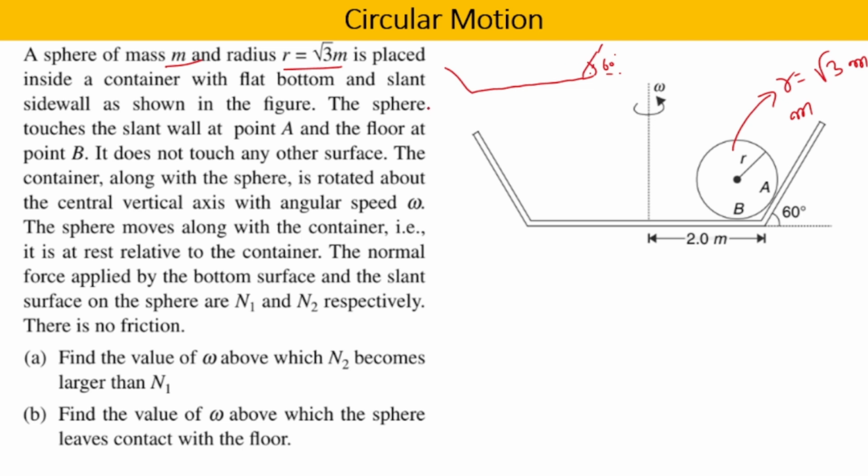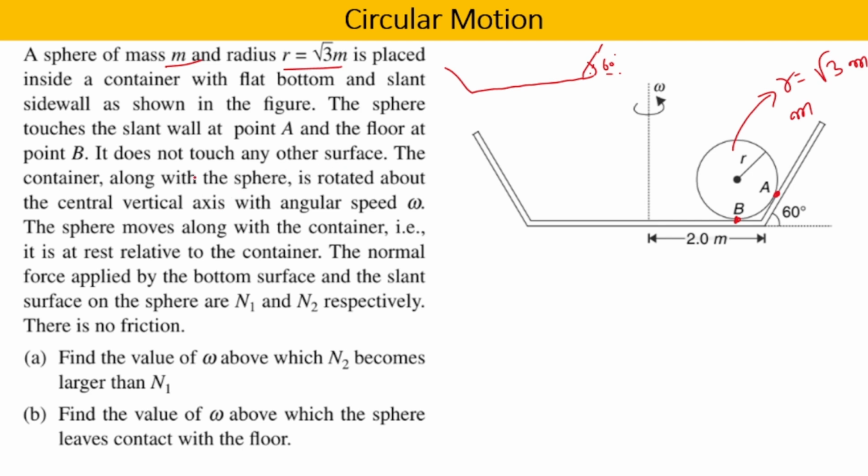It is given. The sphere touches the slant wall at point A and floor at point B. And except these 2 points, it is not anywhere in contact with the surfaces. ठीक है, so there are only two contact points. एक है B पर, दूसरा है A पर. A is point contact with the side wall, B with the bottom.